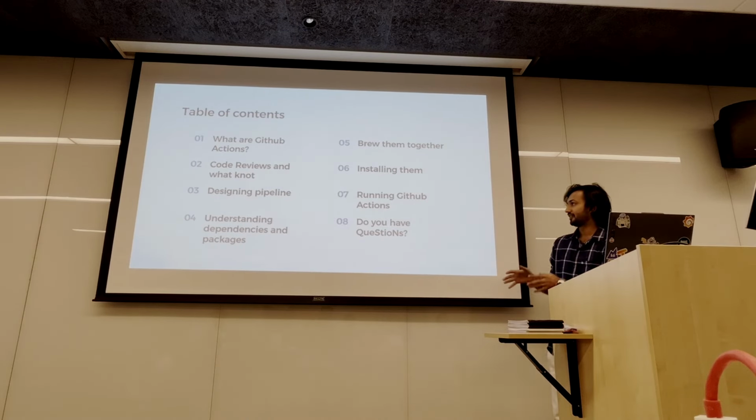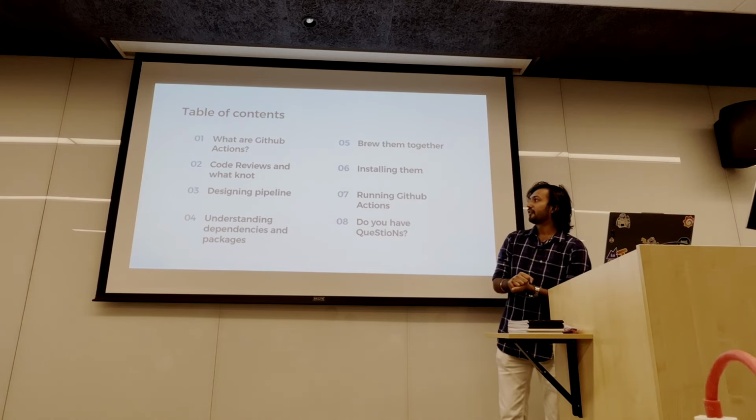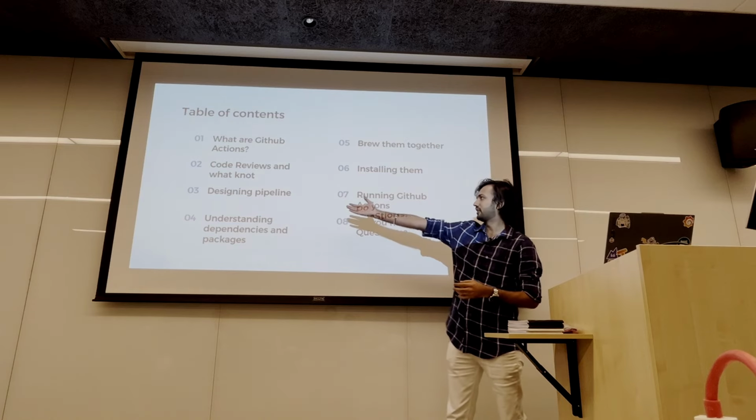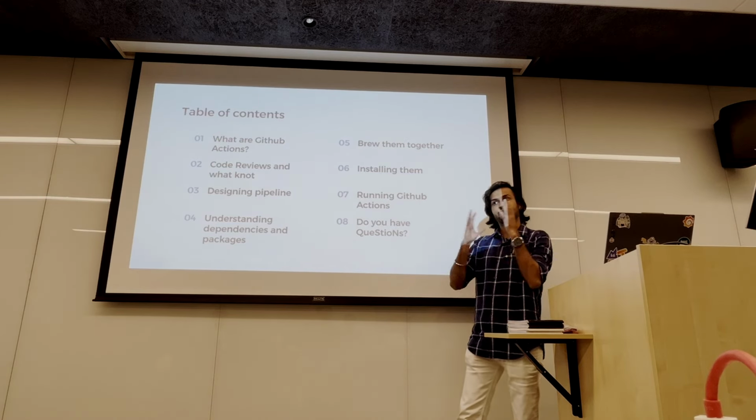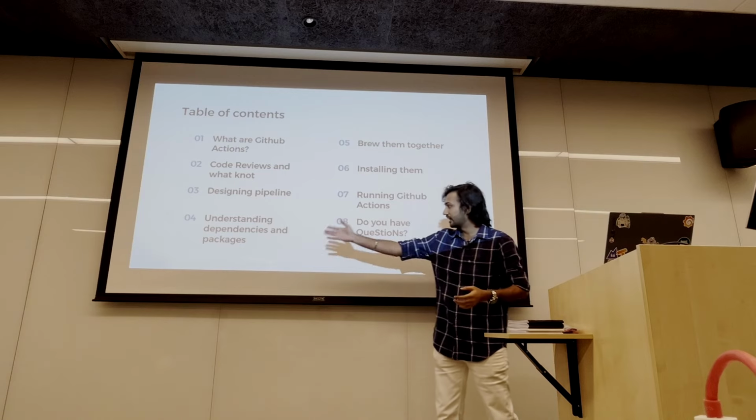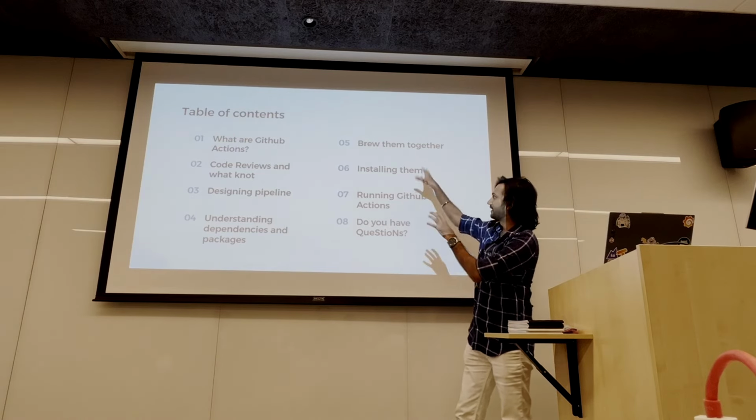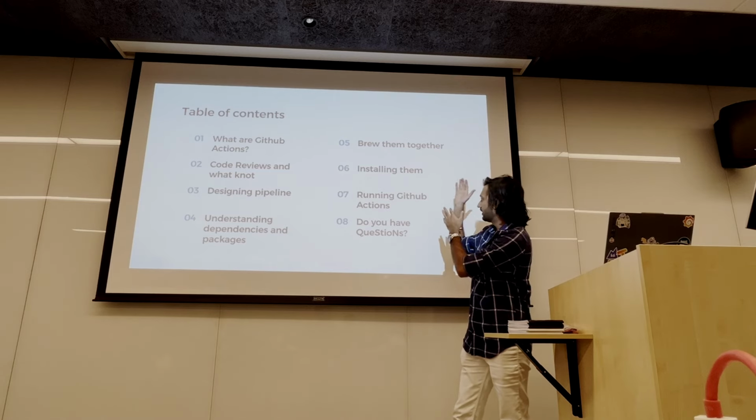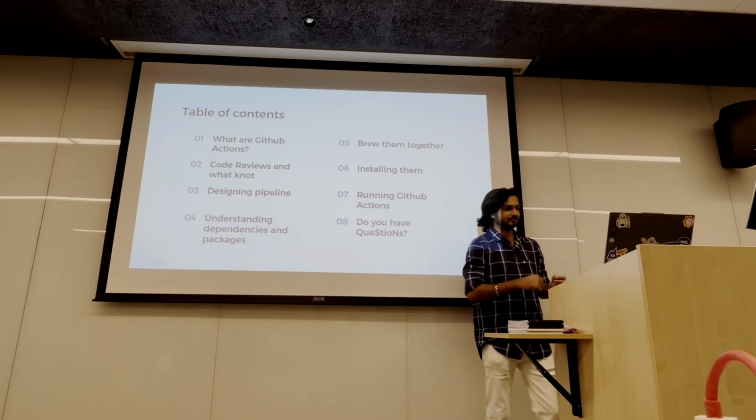Today's table of contents, today's agenda. First we'll learn what GitHub Actions are. Then we'll understand what kind of challenges we usually face with code reviews. Then we'll start building, that is designing the pipeline and understanding what kind of dependencies and packages we'll need. Apart from that, we'll merge them together, just like brewing them, and then install and run it. If you have any questions, you can ask me at the end.